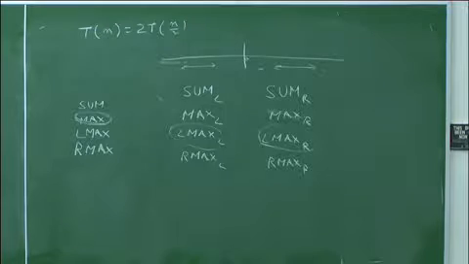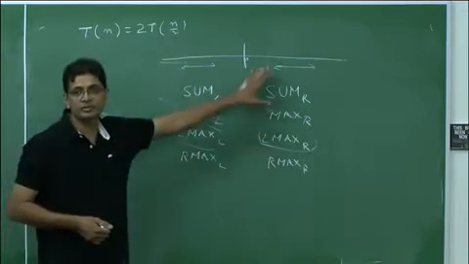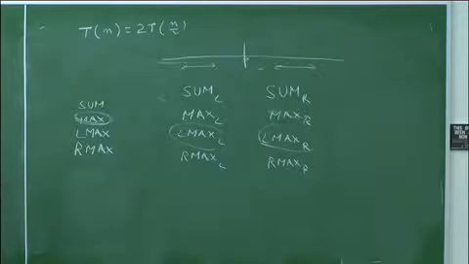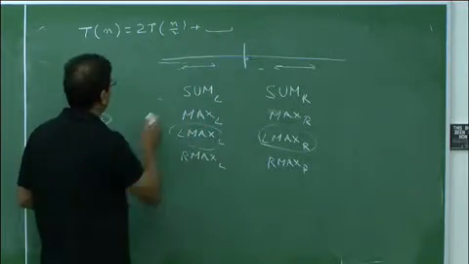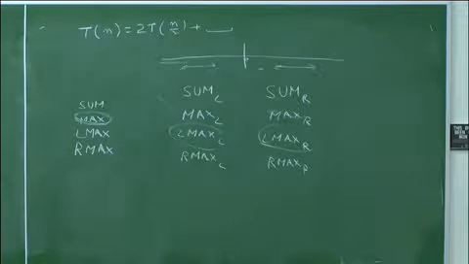Now let us see, suppose I told you that I called a recursive algorithm which solved this problem for you. Each of them will take T n over 2 time, because you are working in half the problem size. So, I added 2 T n over 2, but now I need to add some time to figure out all these values from this.